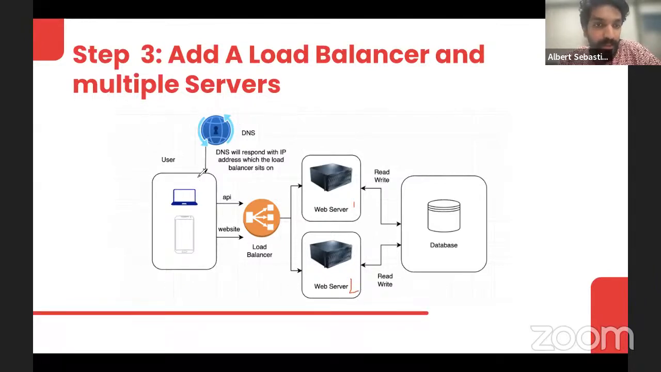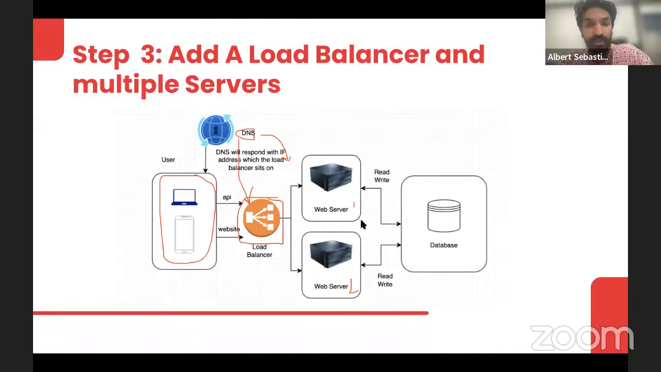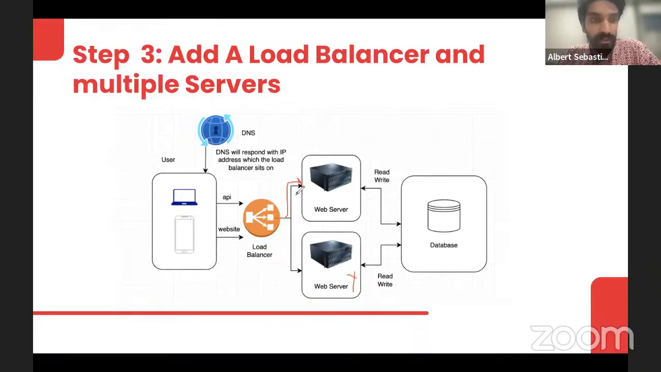But how does the user know which server to hit? Well, this is where you can use a load balancer. Instead of the DNS pointing to a web server, it will point to the load balancer. So the load balancer now knows which server to access. And even if one of the servers is not working, it will only send users to the first server. Does that make sense?